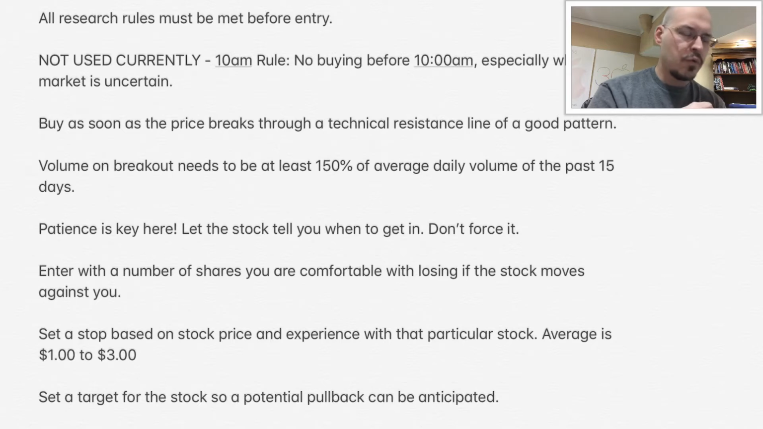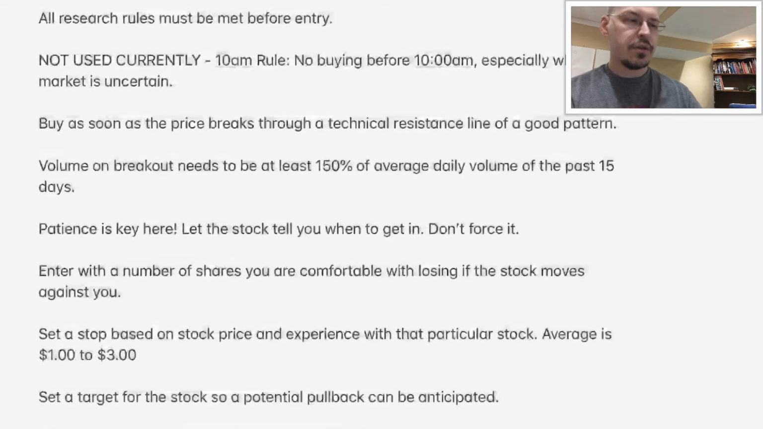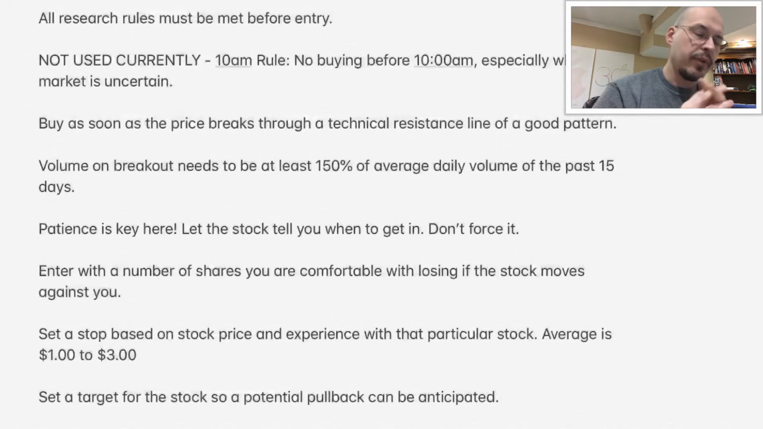I have there the 10 a.m. rule, and I also have all research must meet the criteria before I enter. I'm playing with that a little bit too, because as I said, I'm playing with the criteria. The 10 a.m. rule I have there not currently used.